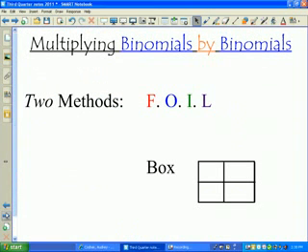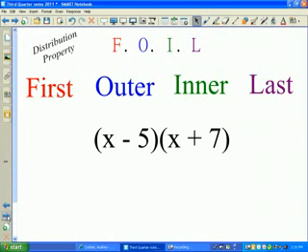So after we did that, we worked on multiplying binomials by binomials. The way we can do it, there's two methods. One's called the FOIL method, and one's called the box method. So FOIL, you should have heard this over and over and over again back in Algebra 1. The FOIL method is just a short version of saying first, outer, inner, last. FOIL is another way of showing the distribution property.